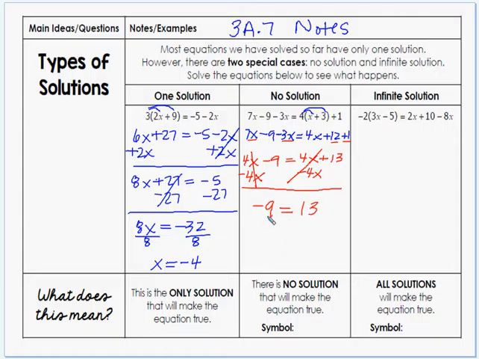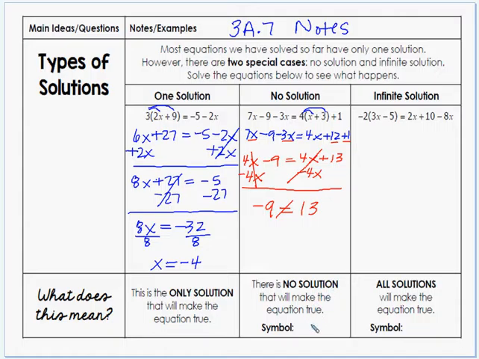Well, negative 9 isn't equal to 13. These aren't the same thing. And so we can show that by putting a slash through the equal sign. So this would read negative 9 is not equal to 13. So what does this mean for us? Well, down below, it says there is no solution that will make the equation true. And we have a symbol for this because it gets to be a little annoying to have to write no solution every single time that we have no solution.